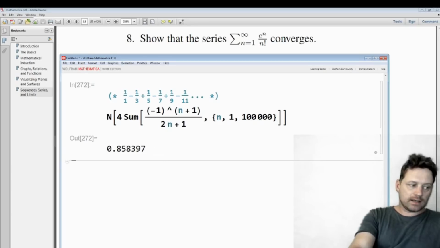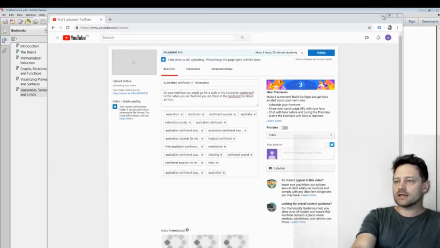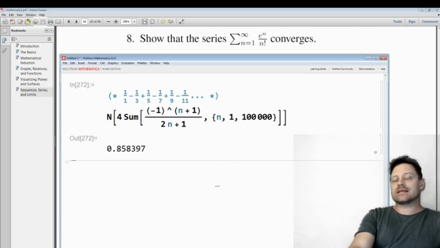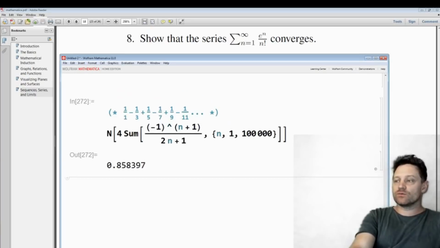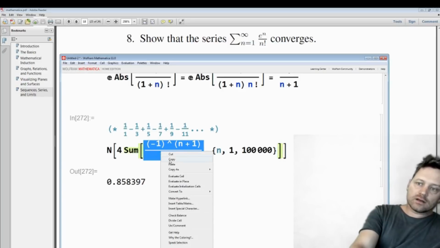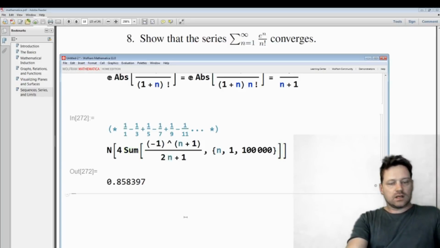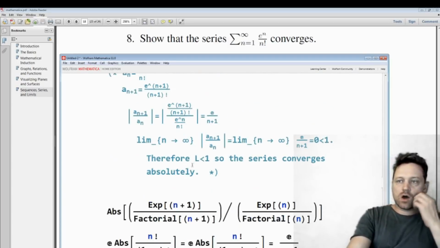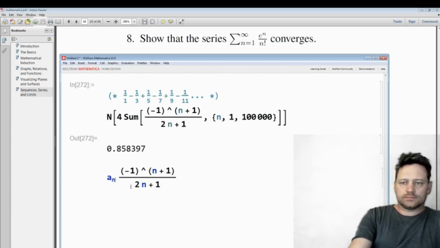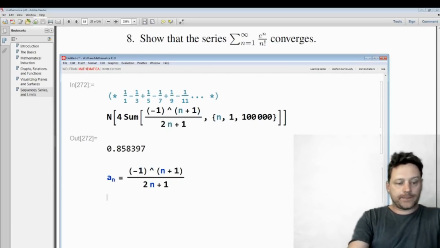If I open up Wikipedia, which I've already closed, you can see that it converges to pi. Okay, but let's consider this in the context of the ratio test. All right, so let's consider the sum of these. So a_n is equal to this, and I'll go up here and find a_n. Okay, a_n is this.